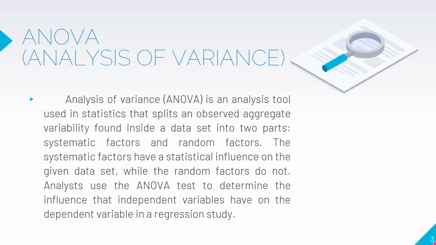Analysis of variance, or ANOVA, is an analysis tool used in statistics that splits an observed aggregate variability found inside a dataset into two parts, which are the systematic factors and the random factors. The systematic factors have a statistical influence on the given dataset, while the random factors do not. Analysts use the ANOVA test to determine the influence that independent variables have on the dependent variable in a regression study.